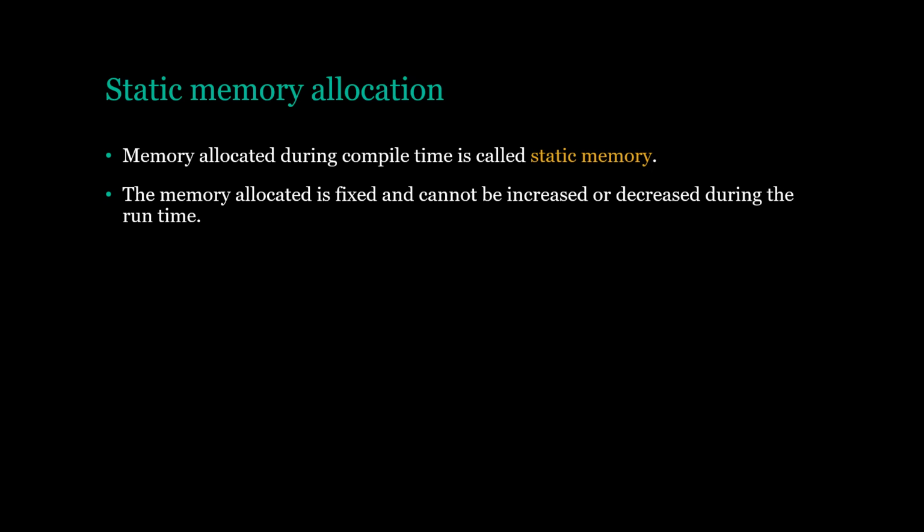And the memory allocated is fixed and cannot be increased or decreased during the runtime. If you run the program, obviously the memory which has been allocated at the compile time is fixed and cannot be increased or decreased. For example, here you can see that we have an array, and you can see that the size is fixed. So the memory is allocated at the compile time and obviously here the size is fixed. The programmer has fixed the size and we cannot increase or decrease this size at runtime.